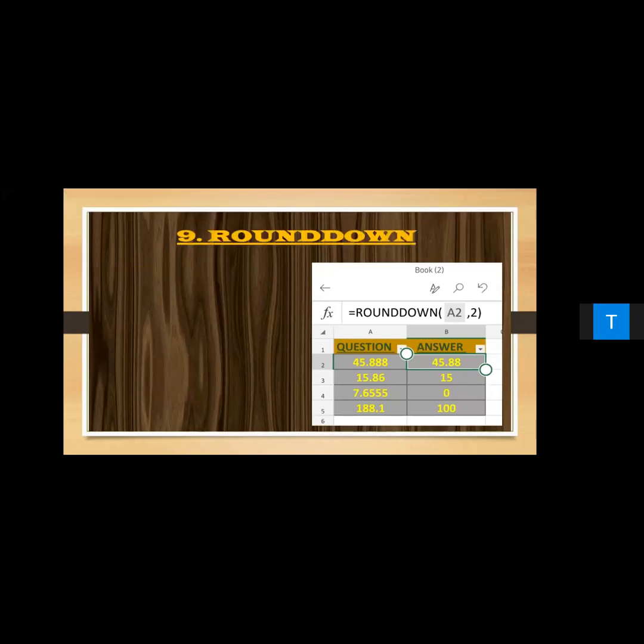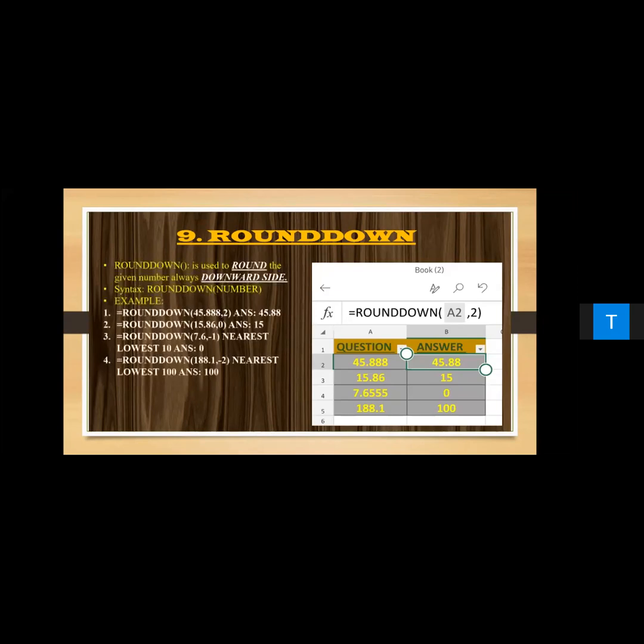Second is ROUNDDOWN. ROUNDDOWN is used to always round to the downside. Syntax is ROUNDDOWN, number. ROUNDDOWN of 45.88, answer is 45. It is always the lowest side, always downside.